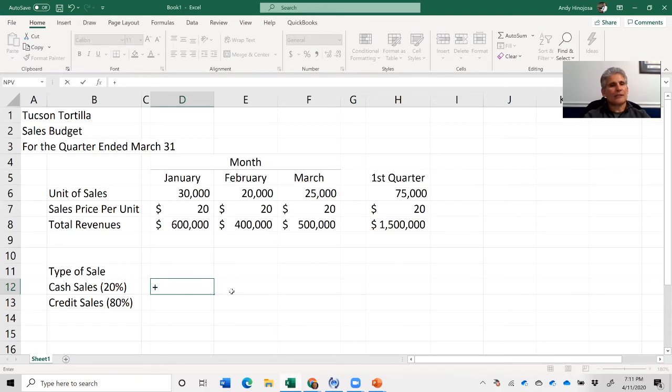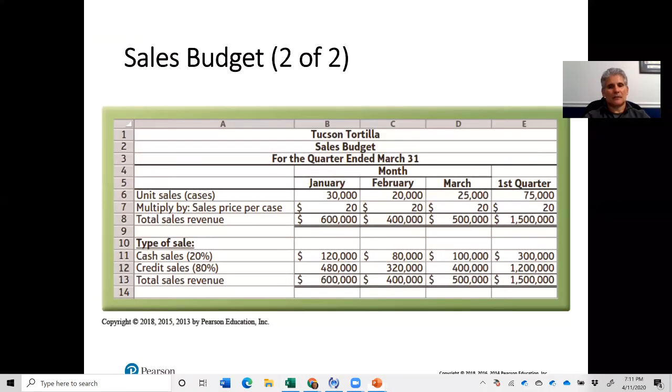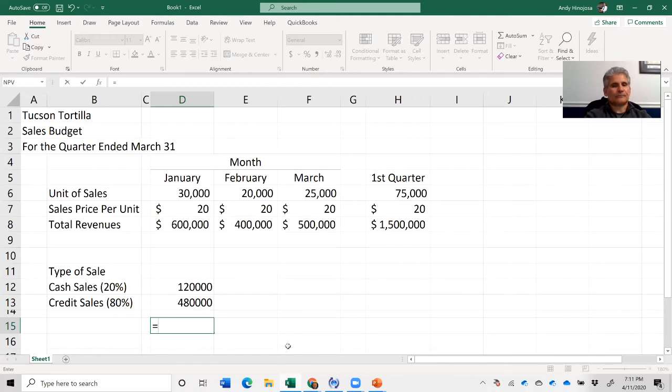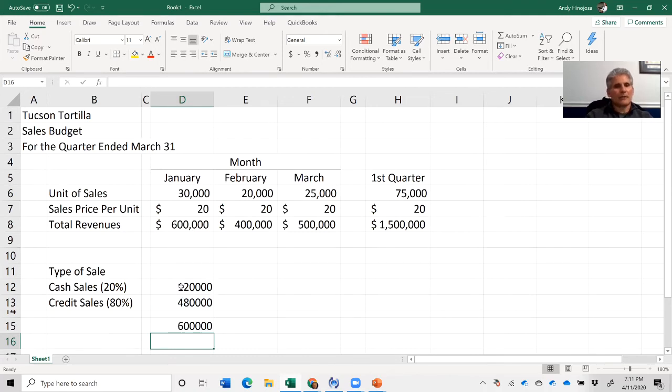So what we're going to do is take total revenues and multiply that by 0.2 for cash sales. And we're going to multiply that same amount times 0.8 for credit sales. We're going to sum this up, making sure that our totals equal 600,000 at the top for the total month. And then let me just copy the format down here. Okay, so we have 120,000 that's expected to be for cash sales and 480,000 expected for credit sales. It's simply just getting this and breaking it down by that.